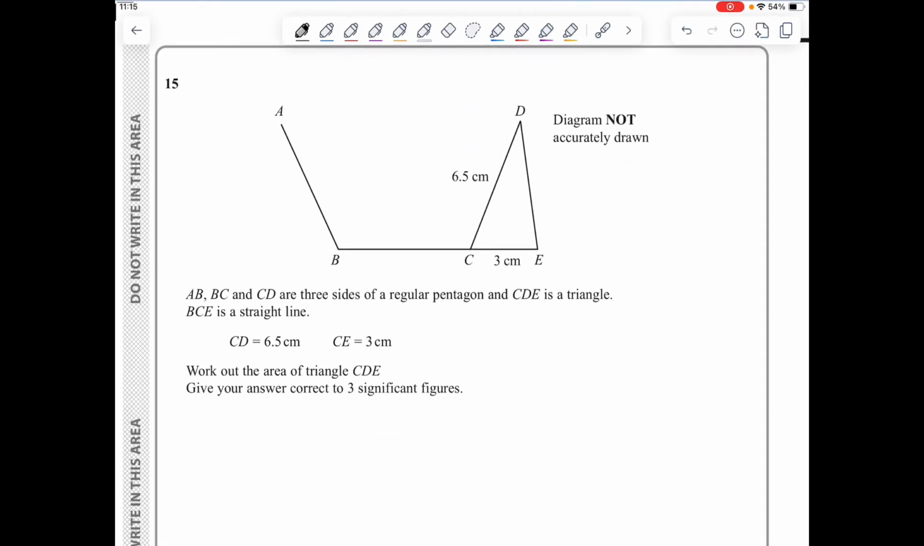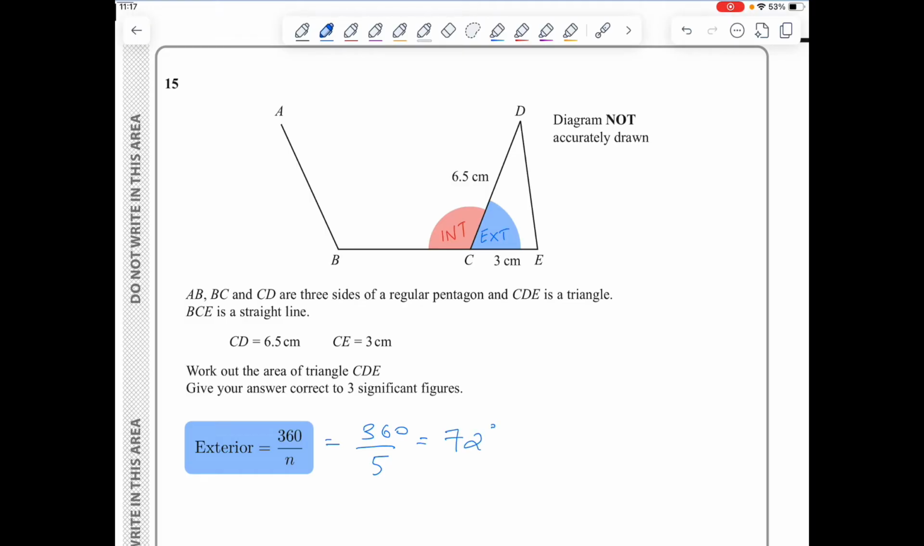For question 15, AB, BC, and CD are the three sides of a regular pentagon. So the pentagon would look like this. So angle BCD is an interior angle of the pentagon and DCE is an exterior. And to find the exterior angle, the blue one, I'll use the following formula. n is 5 because I have a pentagon. So this is 360 over 5, which is equal to 72 degrees.